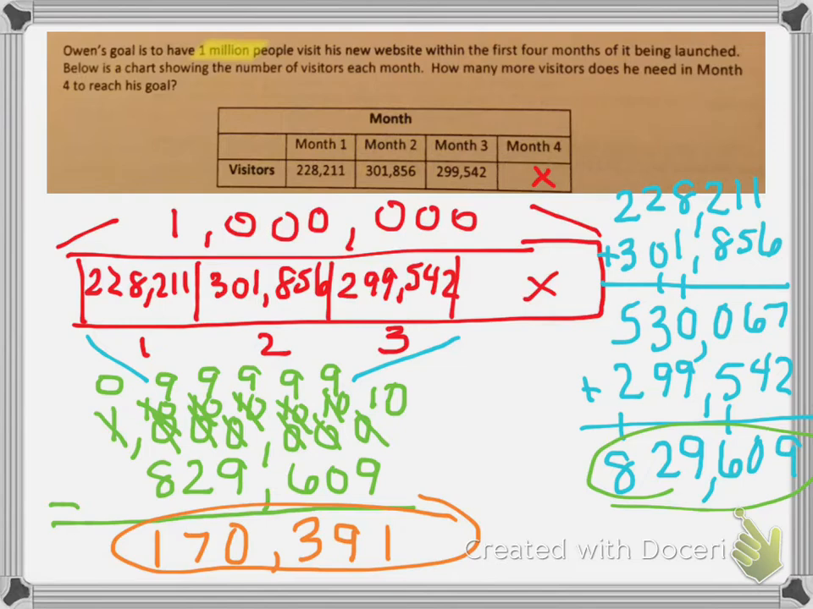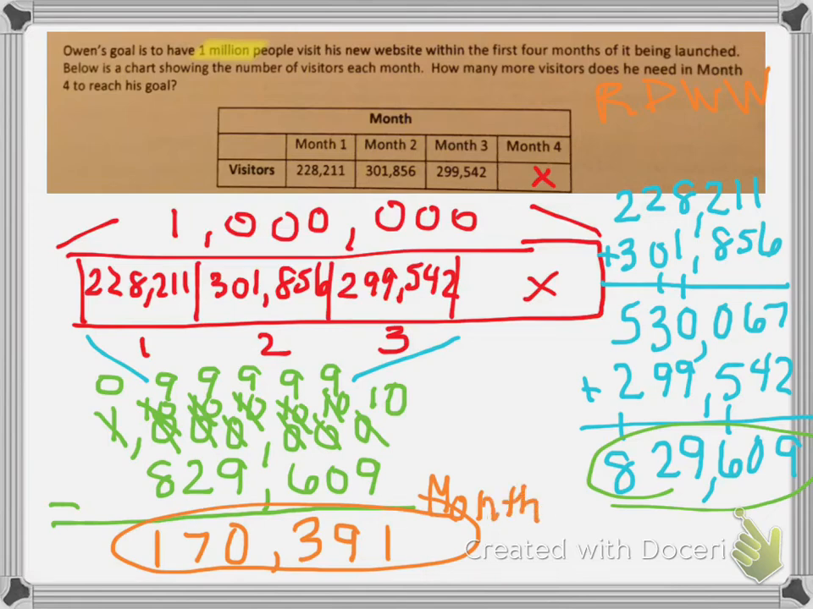170,391. Okay, we need to do the RDWW. We write the statement. So we can say month 4 needs this many visitors, okay? Month 4, oops, that says moth, sorry.